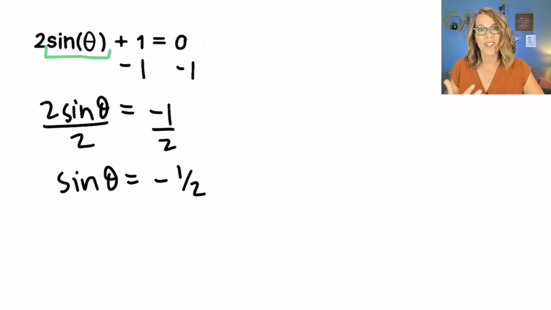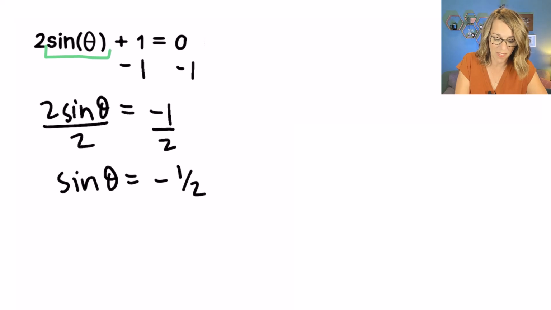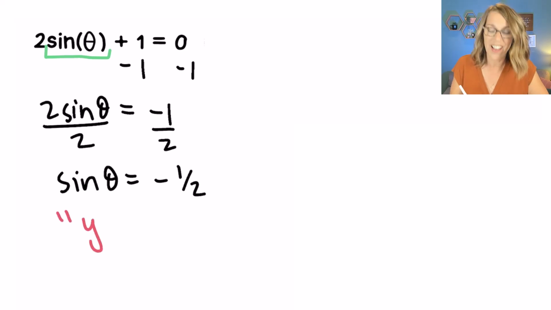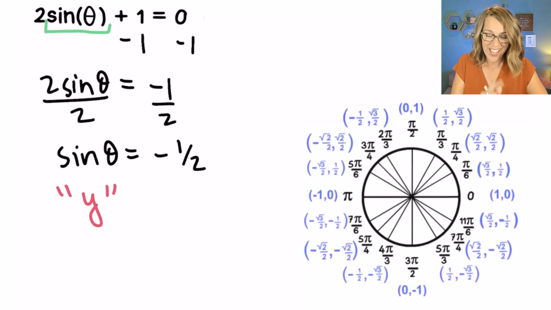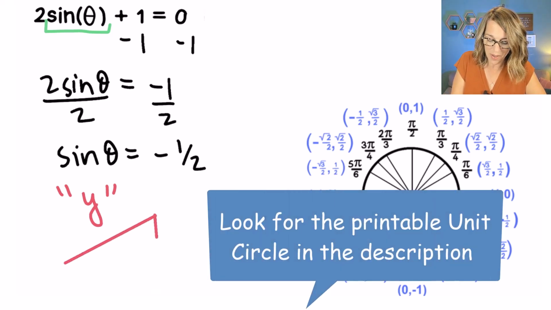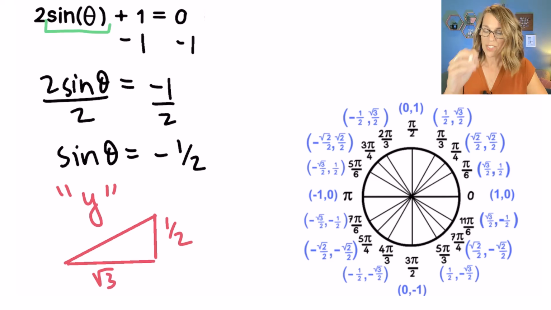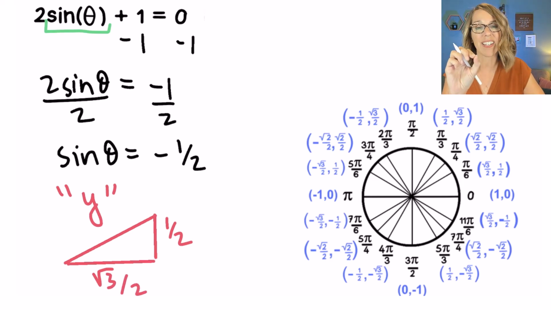So now I just want to know what angle gives me a sine value of -1/2. Well, my sine values are the y's on my unit circle. I know that those values, when I've got a 1/2, are going to come from a 30, 60, 90 triangle. So you're going to get this memorized, radical 3 over 2. So I can really easily recognize that this has got to be either pi sixths or pi thirds.